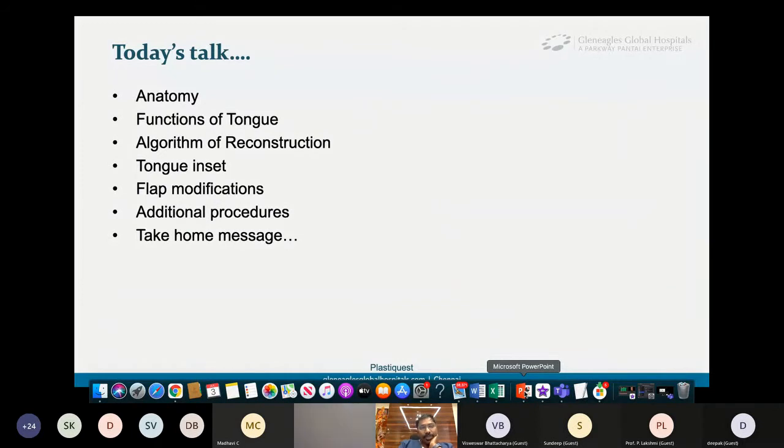So my talk today will cover the following headings, starting from the anatomy, because I think even Deepak asked a question. You should know about the involvement. So what are the muscles of the tongue? Those basic anatomy you should know. Then functions of the tongue, then the algorithm for reconstruction, and how a tongue insert should be, and a few flap modifications or advancements which you should know. Suppose the question goes long, I mean, you are answering well, then they might ask the other alternative options. Then additional procedures that may have to be done along with the tongue reconstruction, and finally the take-home message.